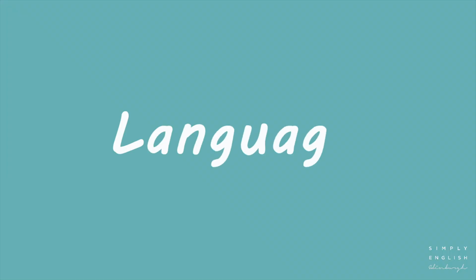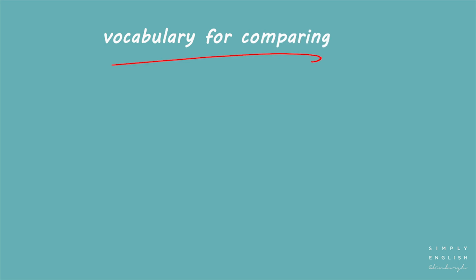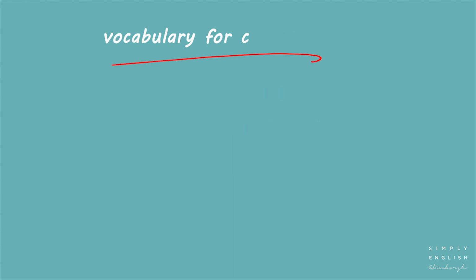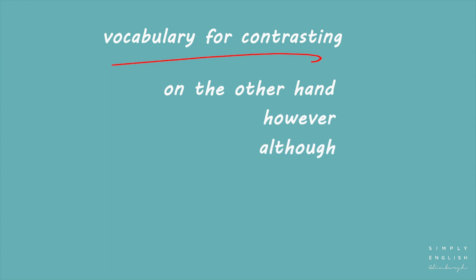So let's have a look at some language just now for comparing and contrasting. If you want to compare the pictures, you might like to use vocabulary such as similarly, the same as, like, in the same way, or mention what these photos have in common. You can also use words like both, which highlights that the two of them are the same. If you want to make a contrast between the pictures, you can use vocabulary like on the other hand, however, although, whereas, in contrast, yet.